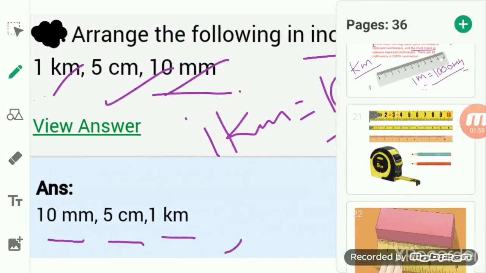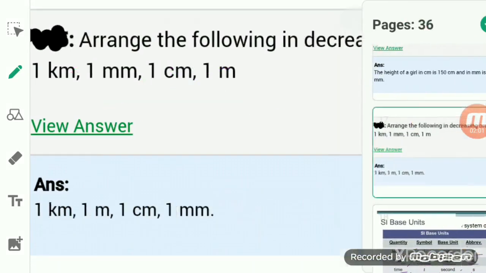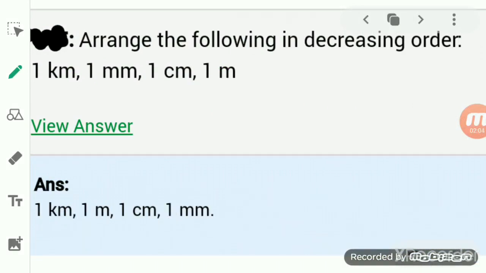There is another question which is very similar to this: we have to arrange them in decreasing order. It is just the opposite. Decreasing means the larger unit will come first, then the smaller, larger to smaller. So you see here 1 kilometer is there, 1 millimeter is there, 1 centimeter is there, and 1 meter is there. I think it is very easy to understand. Here the value of all the units is 1 only, so we will see which unit is the bigger one.